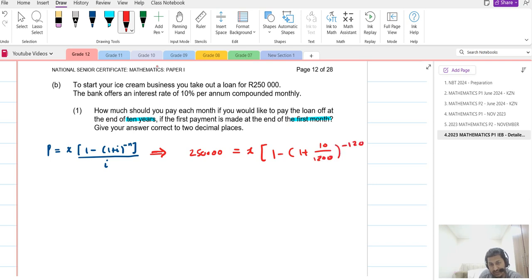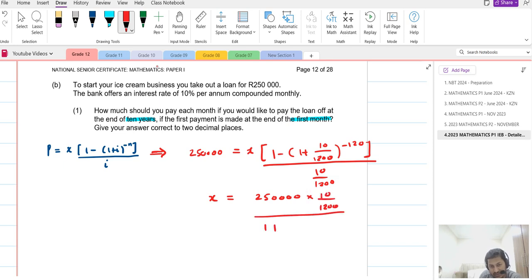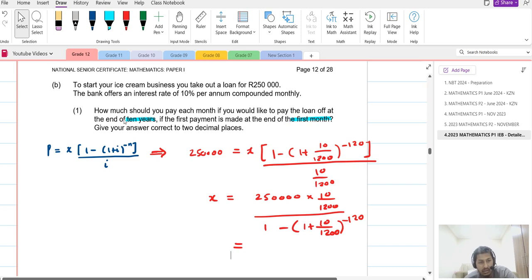So basically n is 12 times 10, and i is 10 over 1200. Now you're going to take 10 over 1200 times 250,000 and divide it by all of this. So you can just write down the answer here: 250,000 times 10 over 1200 divided by 1 minus (1 plus 10 over 1200) to the power negative 120. So what's the answer for X? Give your answer correct to 2 decimal places.